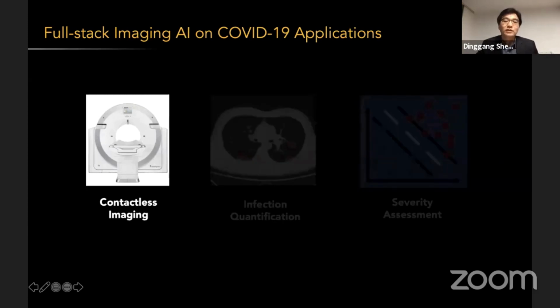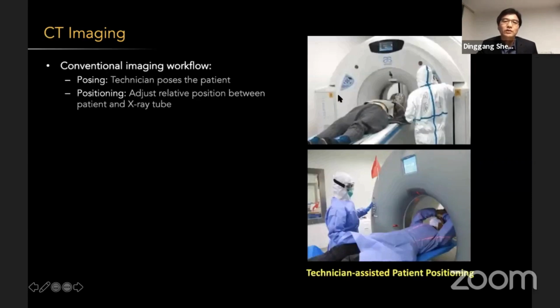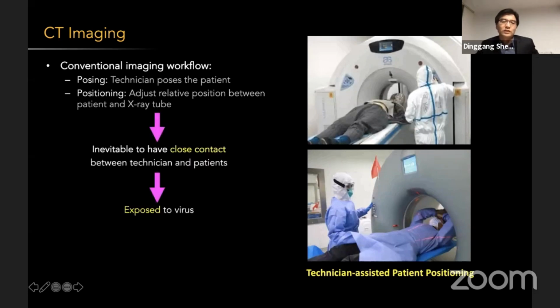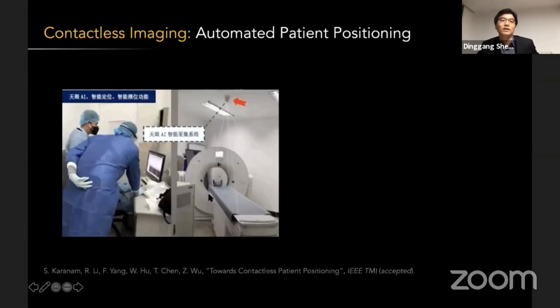For contactless imaging, this is the traditional or conventional imaging workflow. The technician has to be with the patient, and the technician also needs to adjust the relative positions between the patient and the X-ray tube. In this way, it's very possible to have close contact between the technician and the patient, and the technician may be exposed to the virus. So there is one technique called contactless imaging.